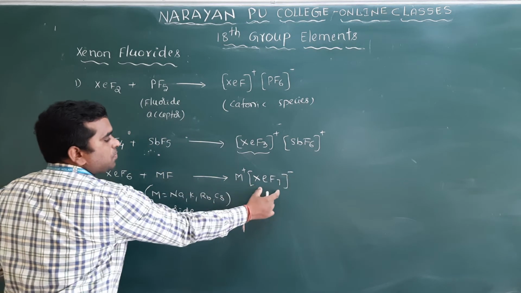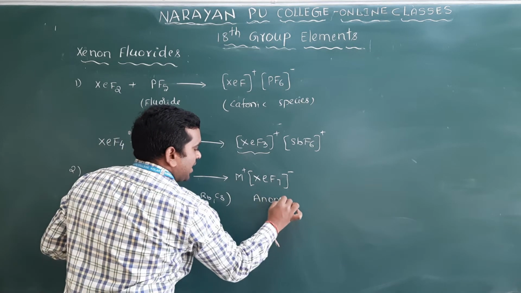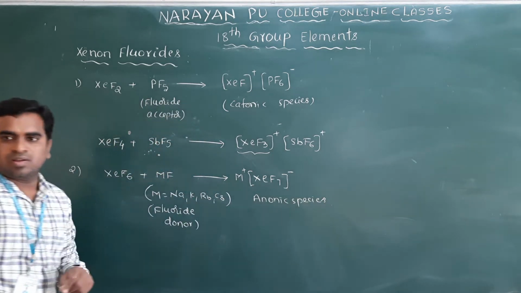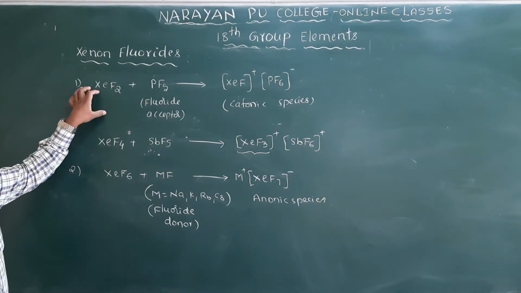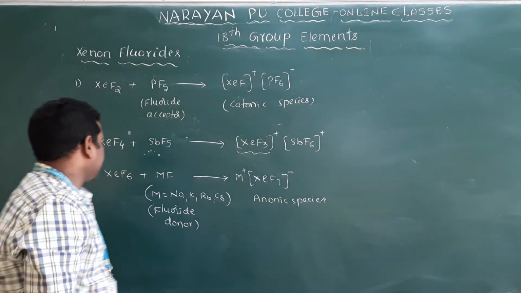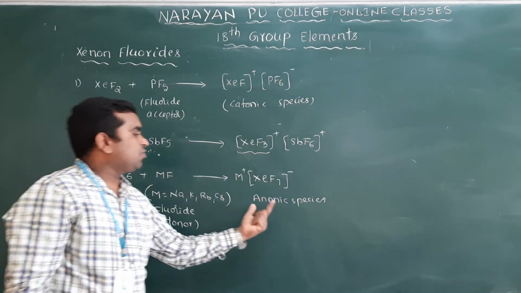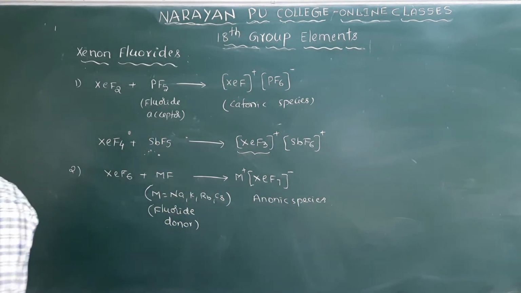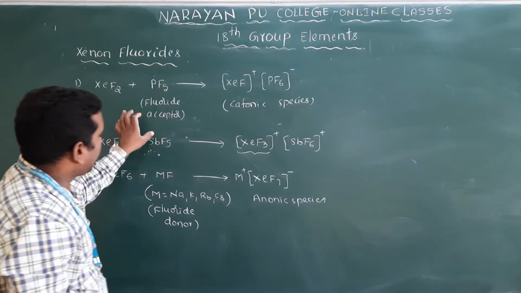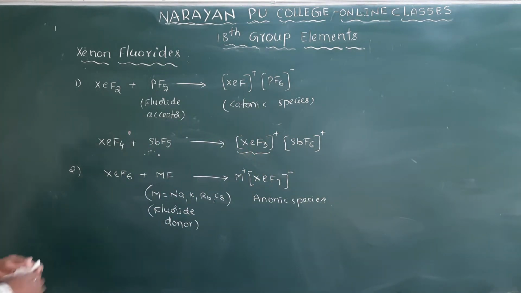Now which species is it? The xenon compound is in anionic species. Clear? That is, whenever xenon fluorides react with a fluoride acceptor they form the cationic species, and whenever xenon fluorides react with a fluoride donor they form the anionic species. So this is about the reaction with the fluoride acceptor and fluoride donor. And the next one we will discuss.